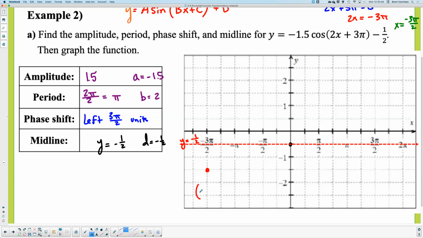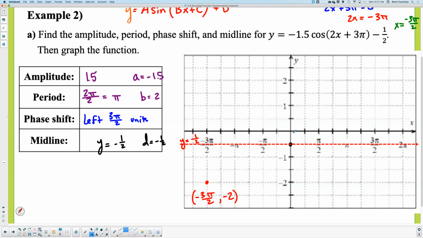Oh, I only went down 1, not down 1.5. There we go. Okay. So that's down 1.5 and left 3 pi over 2. Whoops, I forgot to put the value. Comma, -2. Okay, now, how long of a period does this have?